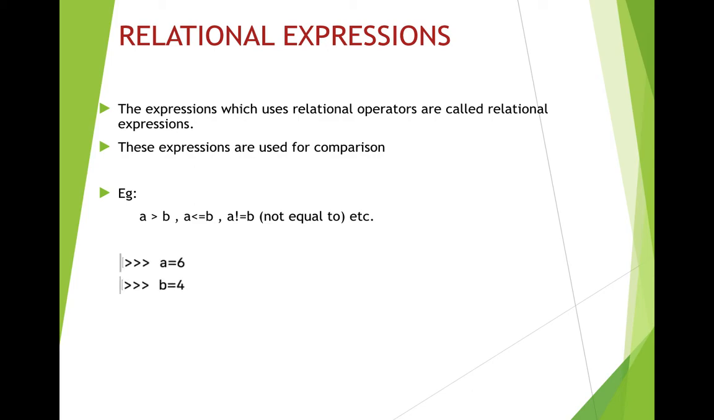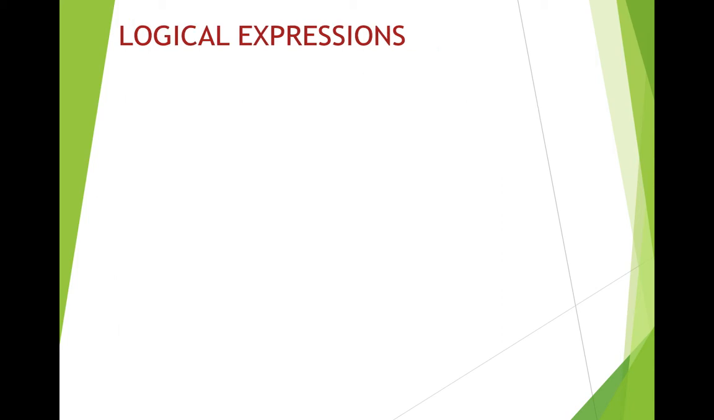So if I write a equals 6, b equals 4, and if I give a greater than b, is a greater than b here? Yes, a is greater than b, so I will get the result as true. Similarly, if I write a not equal to b, this is the symbol for not equal to, then I'll get the result as true, because yes, a and b are unequal.